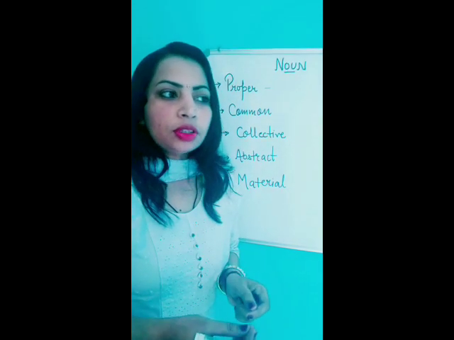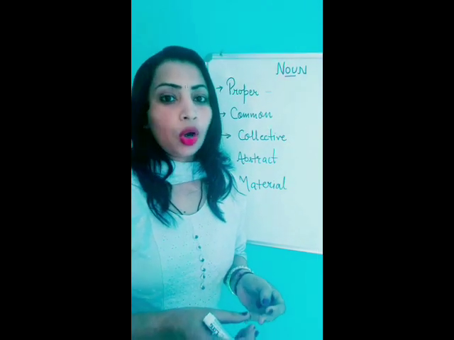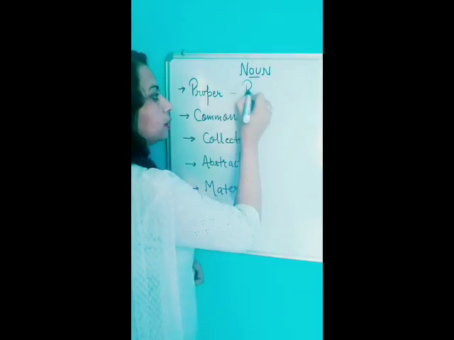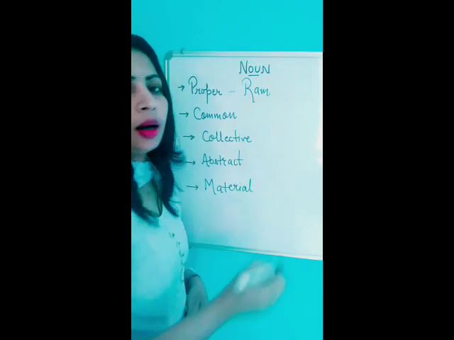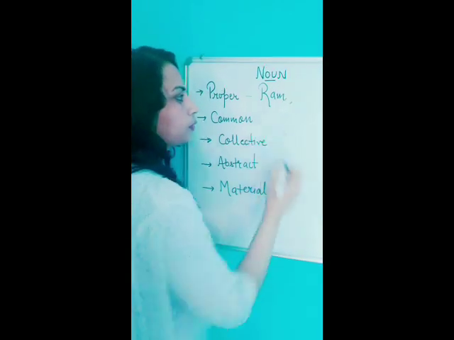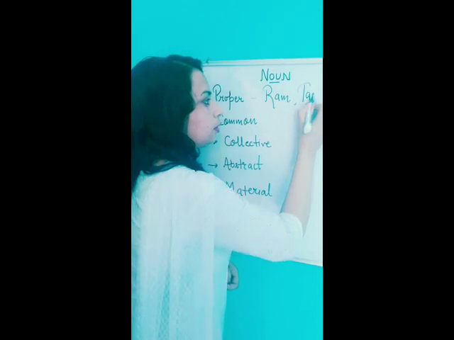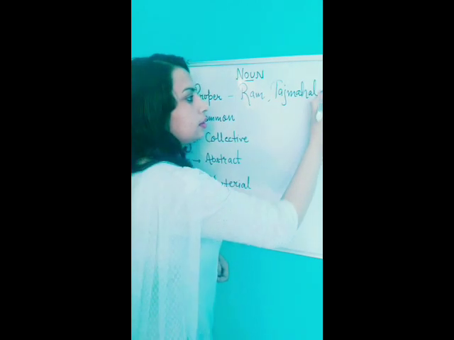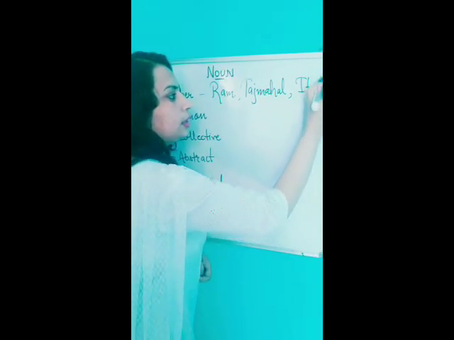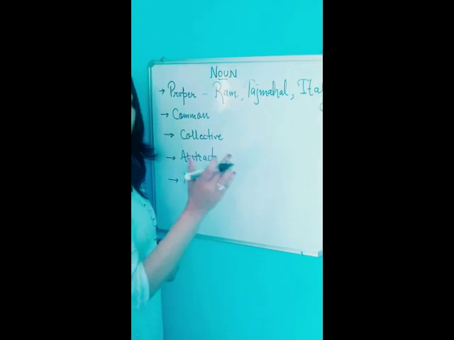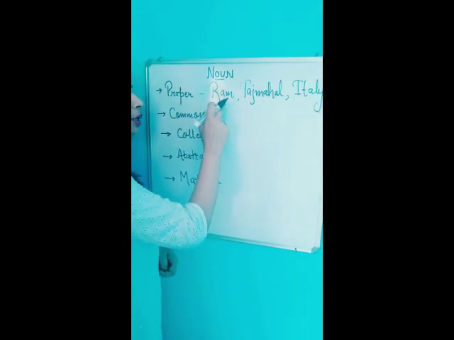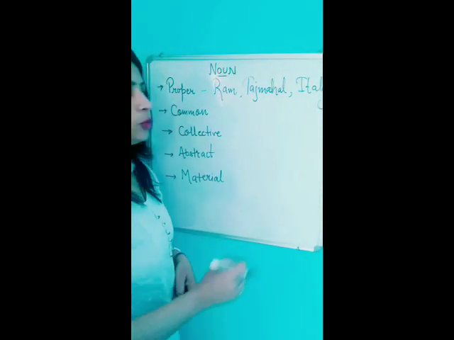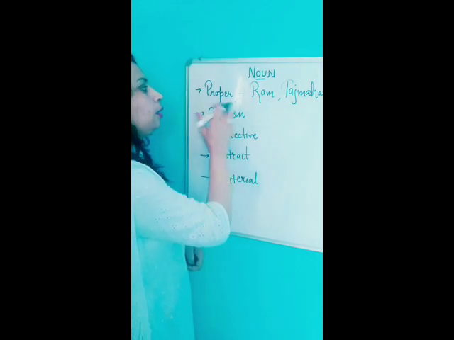Proper noun refers to person, place or things in particular. How? Like Ram, proper noun. Taj Mahal, and then Italy. We are talking here about particular person, particular thing and particular place. So these all are and many more are proper nouns.